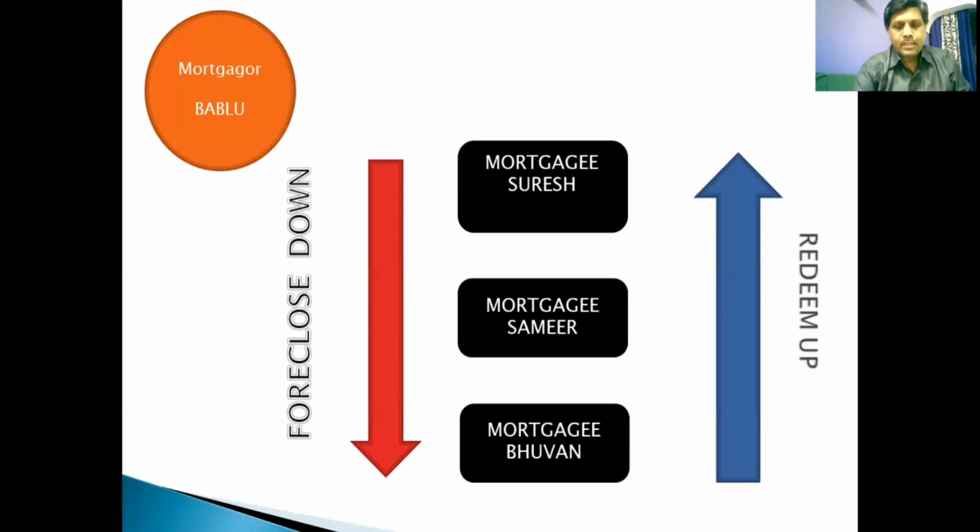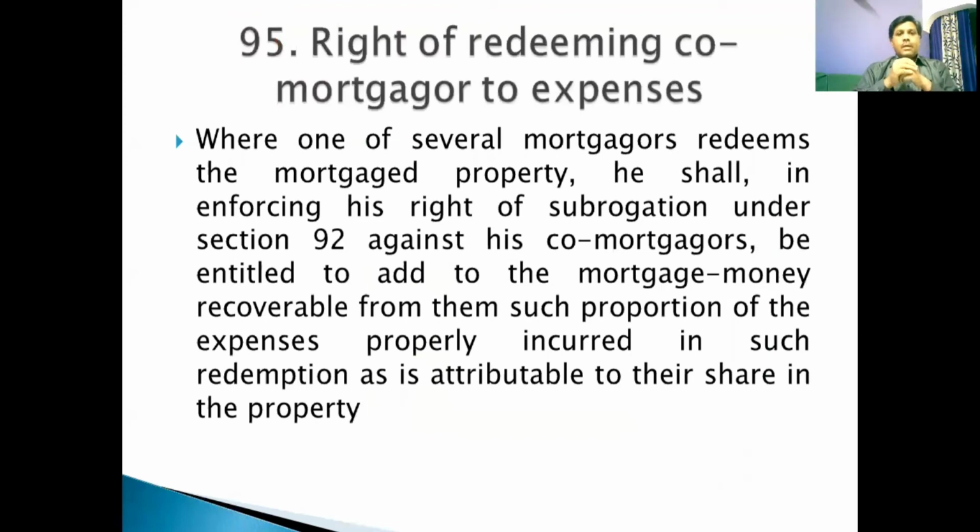Now let us go to the next section, 95. Section 95 speaks about the right of a redeeming co-mortgagor to expenses. See, when there are several owners of the property, two or three persons taking mortgage money from one mortgagee, and only one of them pays the mortgage money, what happens to that person? As per section 92, he will be subrogated. He will be occupying the chair, and in addition to whatever amount he has paid, he will be entitled to the expenses. Let us understand this by virtue of an example.